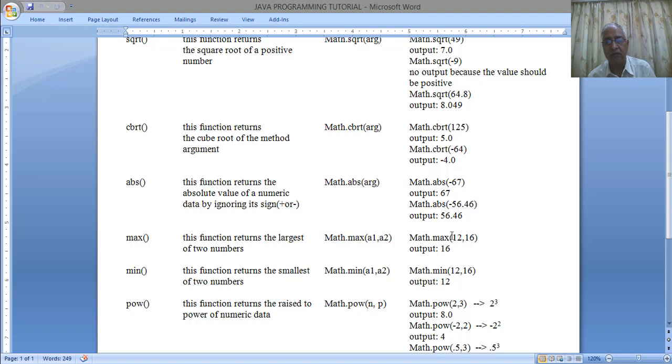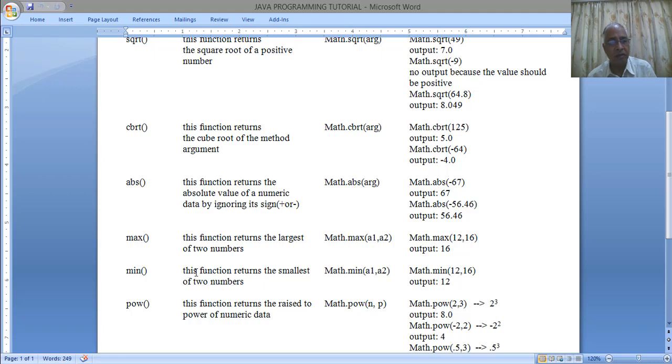these two values. Here we give Math.max(12, 16), and the output you will get is the higher value of 12 and 16. That is, out of these two numbers, 16 is the higher number, so the computer will print the output 16. Then min.